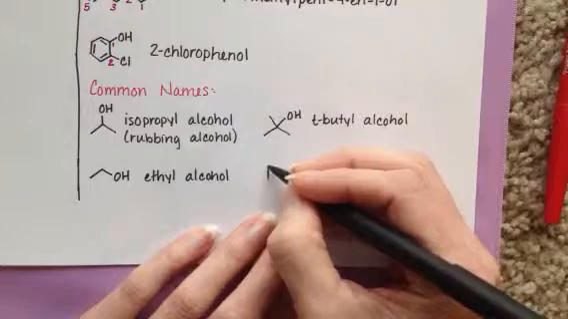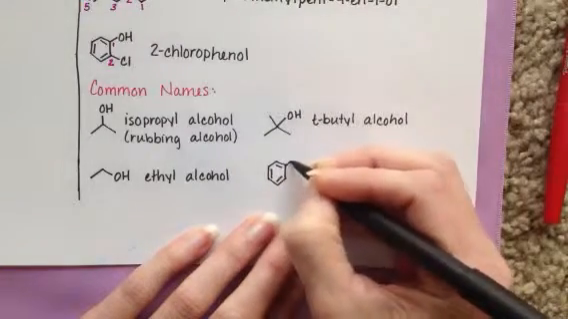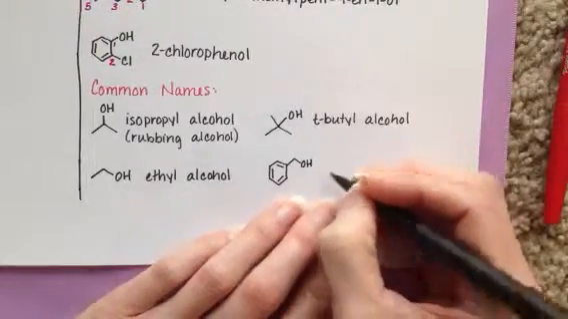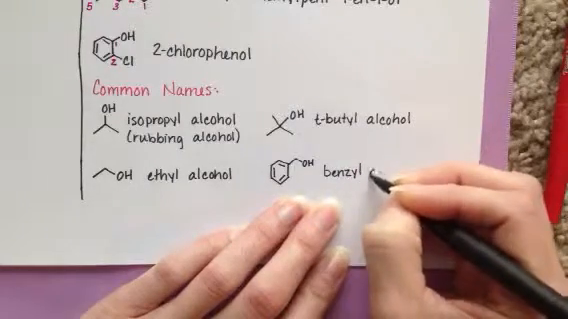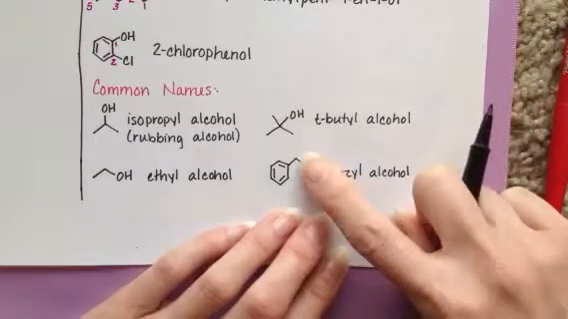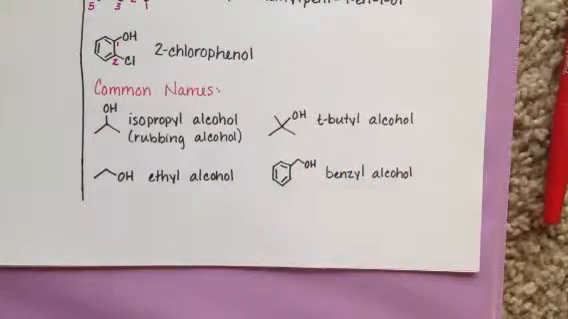And then last but not least, this alcohol, which looks very much like phenol, but it has 1 extra carbon. This is called benzyl alcohol. This right there is the benzyl group, so that's where that name comes from. So those are the 4 common alcohol names that you need to memorize.